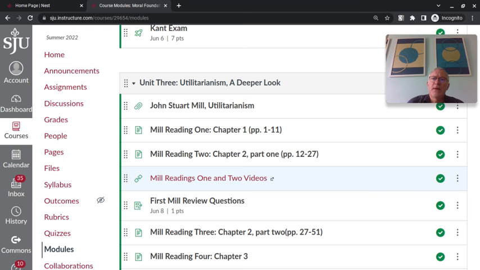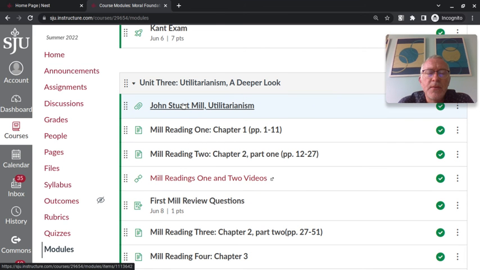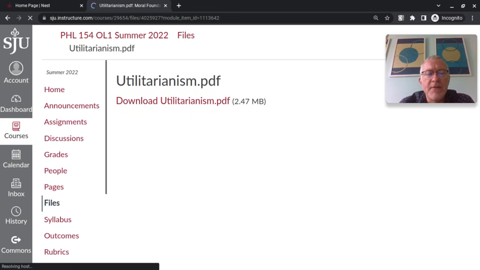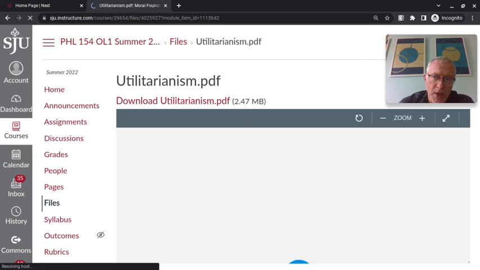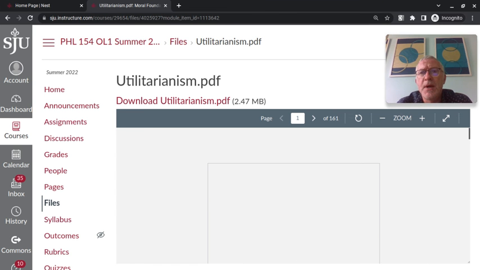So the first thing I want to be clear about is that the reading is all contained in the first link, which is just a PDF of the whole book, of an edition of Mill's Utilitarianism. I've broken up the readings insofar as I put the chapter numbers and page numbers, but the entire reading is in this PDF, and then we'll just read the specific chapters. Just download the PDF, and you'll see what I mean. That should be self-explanatory.